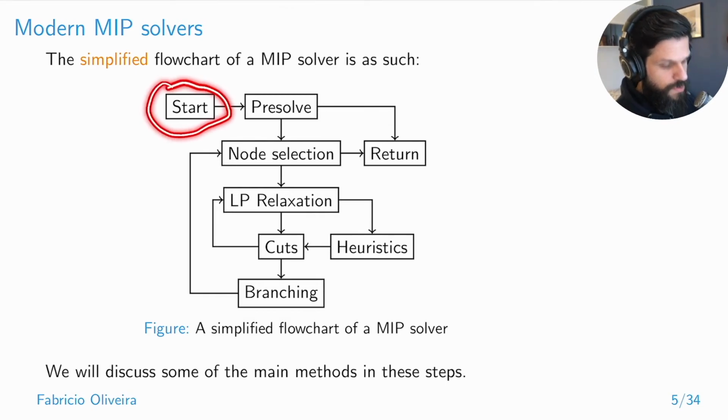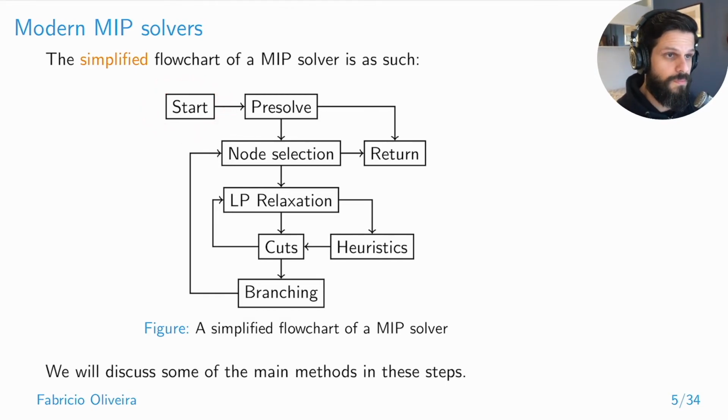You give your problem to your MIP solver, and what it does, first of all, is a presolve phase, which is what we're going to discuss next. Basically applying methods to see if there are ways to reduce the size of the problem in terms of number of variables and constraints. And sometimes the presolve method is so good that you can immediately find a solution just by doing presolve. So you return and that's it.